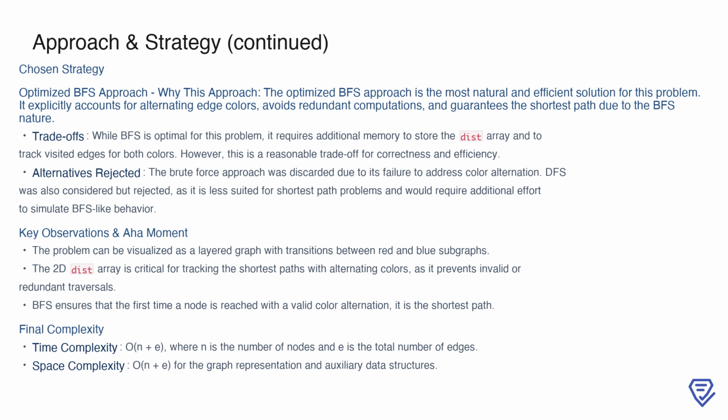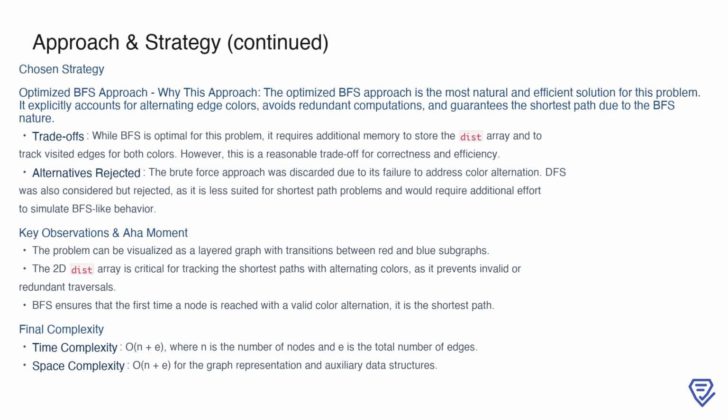The optimized BFS approach is the ideal strategy for this problem because it explicitly accounts for the requirement of alternating edge colors while leveraging the inherent properties of BFS to find the shortest path. Its efficiency lies in how it avoids redundant computations and ensures correctness by exploring only valid paths. However, there are some trade-offs to consider. This method requires additional memory to store the 2D dist array for tracking distances and to keep track of visited edges for both red and blue contexts. Nonetheless, this additional memory usage is a reasonable trade-off given the constraints and goals of the problem.